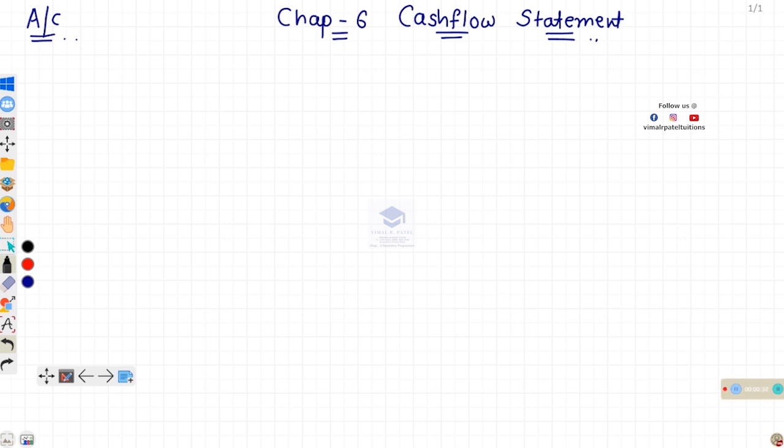In India, there is a specific Accounting Standard 3 issued by the Institute of Chartered Accountants of India, which guides you how to prepare the cash flow statement. So according to that, the activity of any business from the perspective of cash flow can be divided into three parts: operating activity, investing activity, and financing activity. Now see.